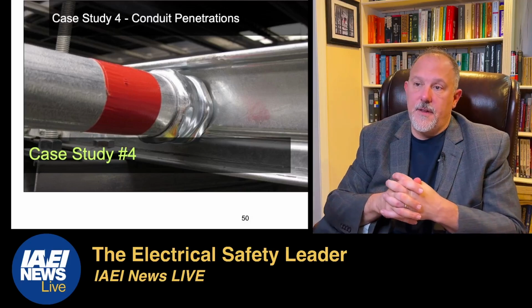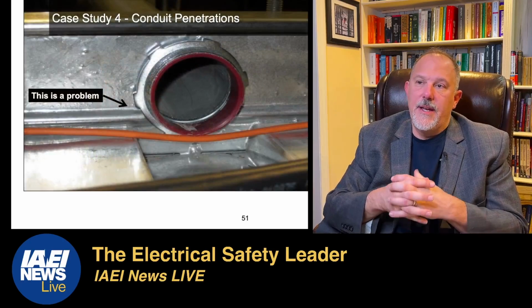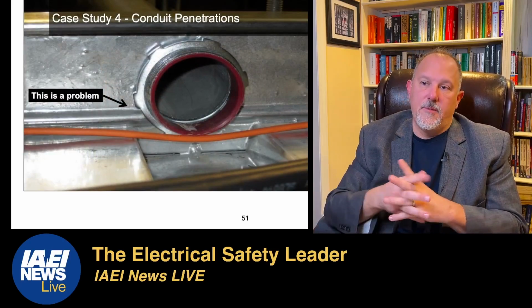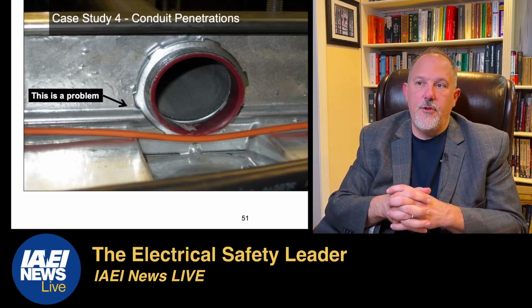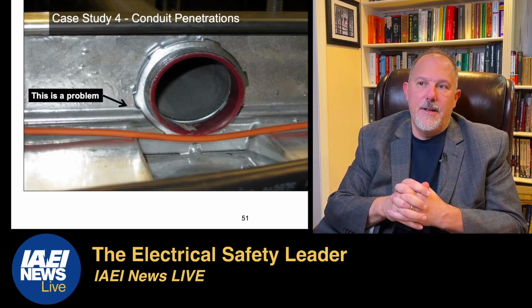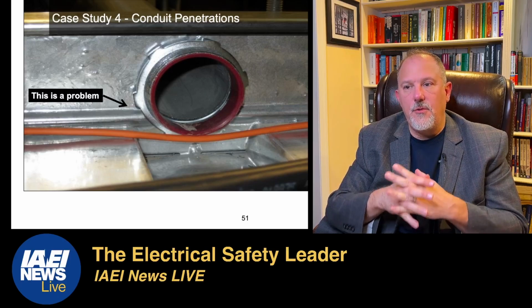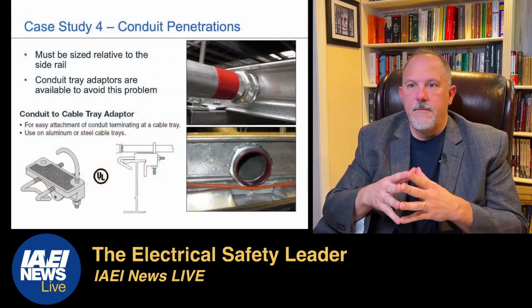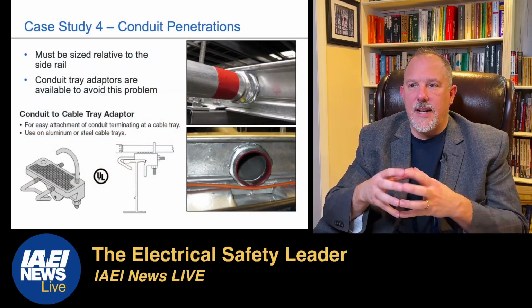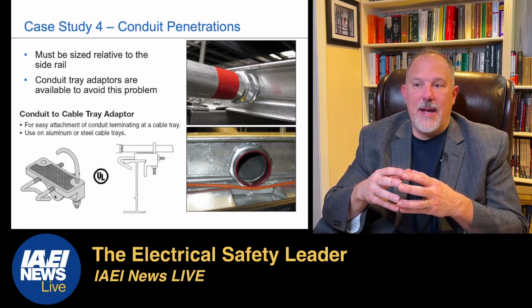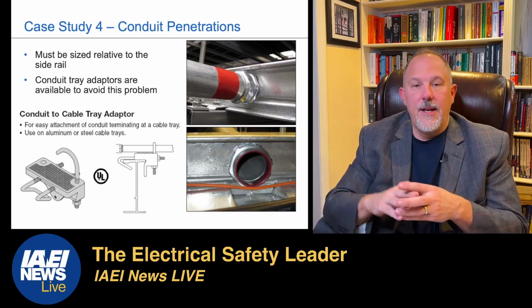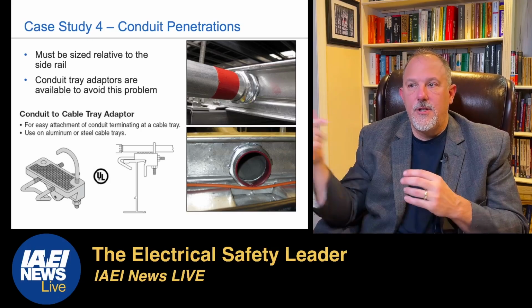This is another no good thing. Look at the way they put that raceway dumping into the cable tray. Don't drill through the cable tray. You ruin the integrity of the sidewall. And remember, the sidewall is what is giving you your strength. It must be sized relative to the side rail. You have conduit tray adapters. In my opinion, your best bet is to dump into the tray. Come over the top and dump in. Don't come through the side rail.